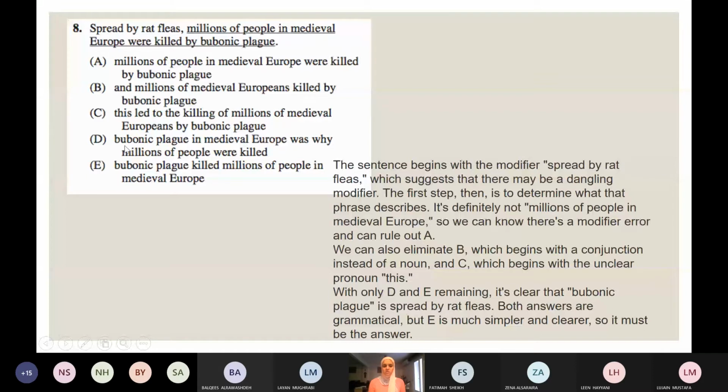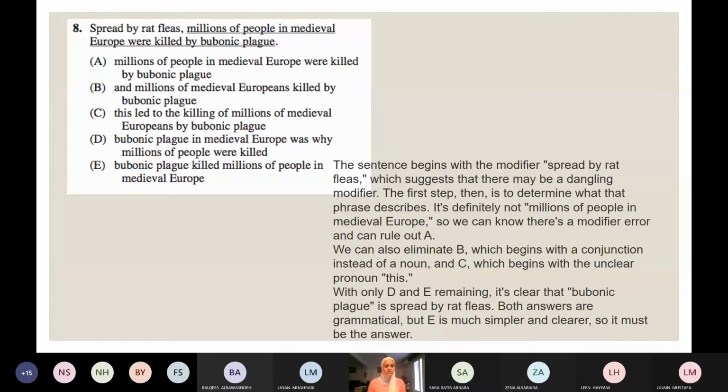Spread by rat fleas, bubonic plague in medieval... So, let's see E. Spread by rat fleas, bubonic plague killed millions of people in medieval Europe. So which one do you think, D or E? E, because it's the active voice and it's the one recommended. It is the simpler and clear.